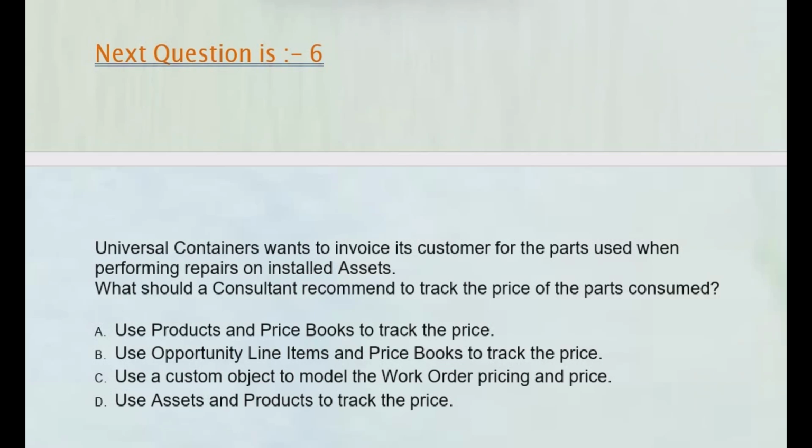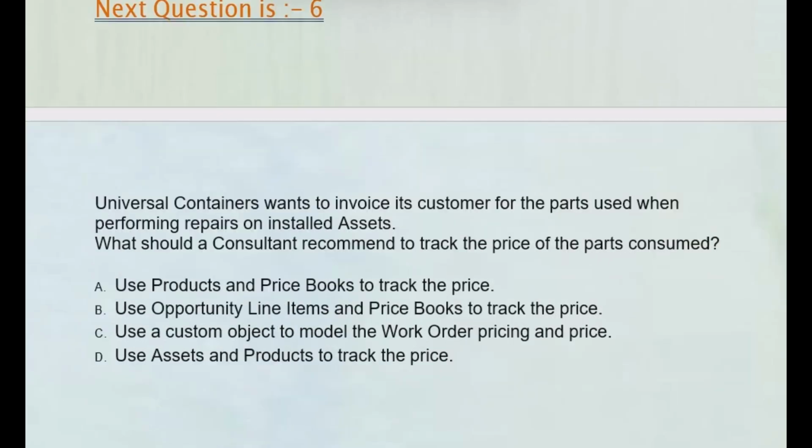Option A. Use products and price books to track the price. Option B. Use opportunity line items and price books to track the price. Option C. Use a custom object to model the work order pricing and price. Option D. Use assets and products to track the price. Correct answer is option A.